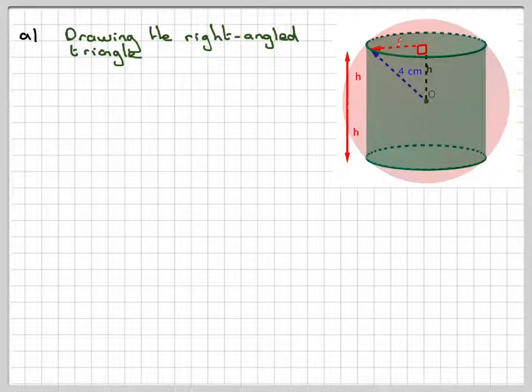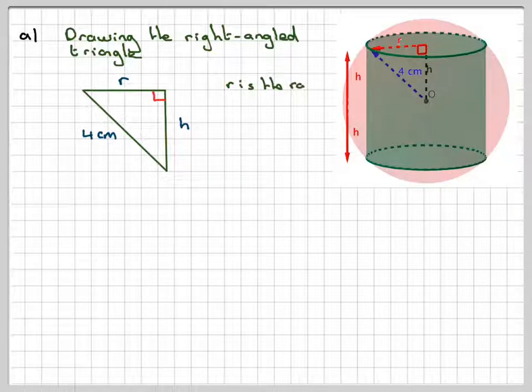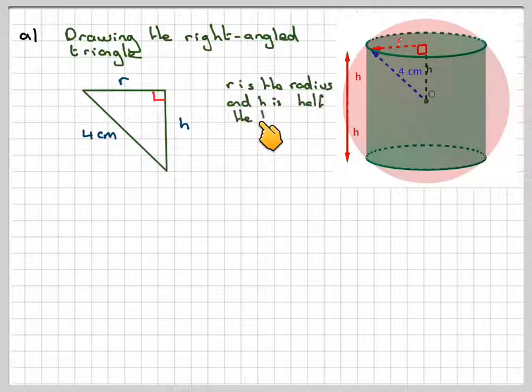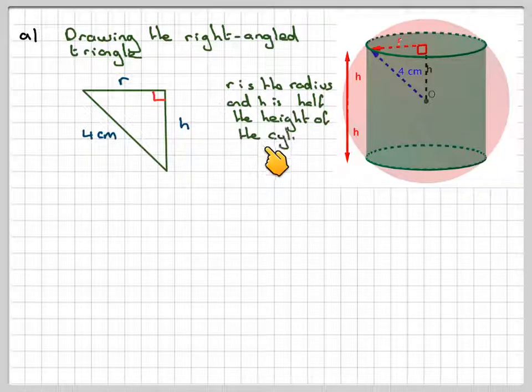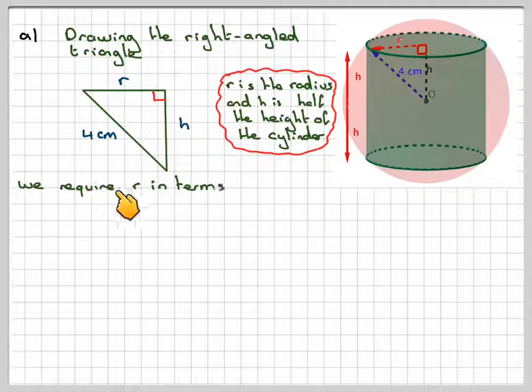The 4 is because it's the radius of the sphere. So drawing that right angle triangle out, so we can see it a bit more clearly, we've got r, and a good problem solving technique is always to draw a diagram, h and 4, and then r is the radius and h is half the height of the cylinder.